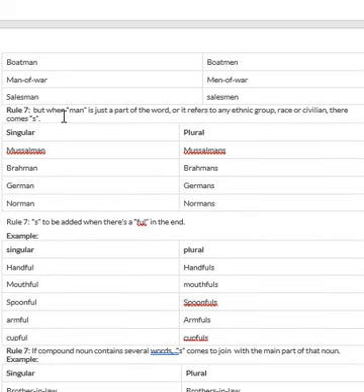There is another rule. When man is just a part of the word or it refers to any ethnic group, race or civilian, there comes only s. This is not so important. Brahman, Brahmans, German, Germans, Norman, Normans, Musalman, Musalmans. This rule is the same as rule number 1.